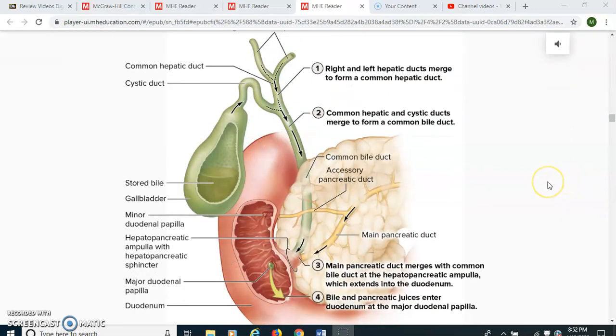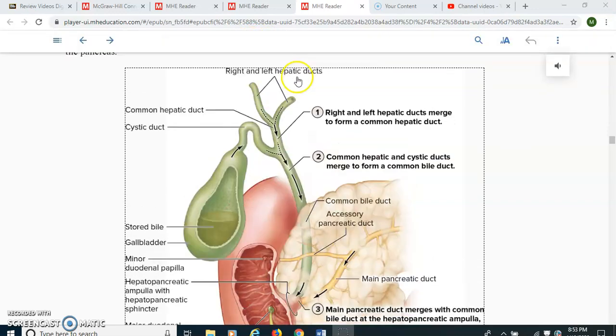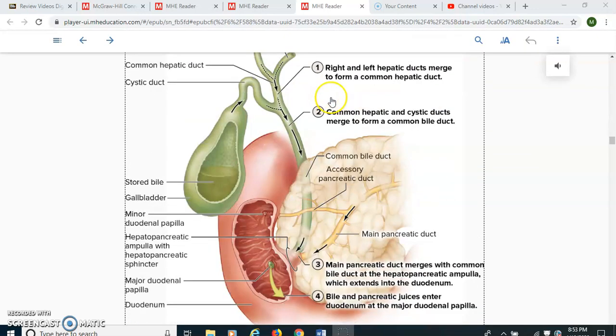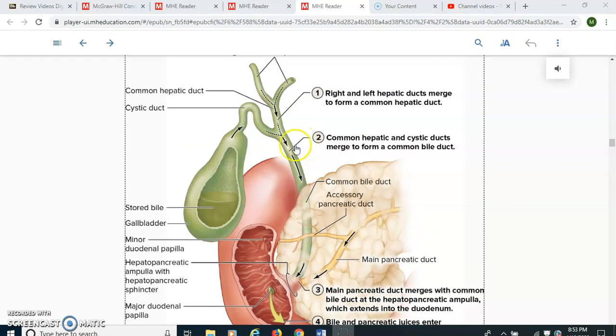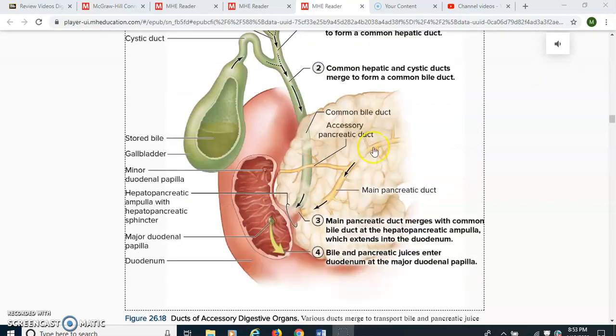So what I wanted you to understand is the purpose of the liver is to produce the bile. So the liver will produce the bile, and then that bile will drain through the right and left hepatic ducts, and then it'll go into that common hepatic duct, and then the common bile duct. And that common bile duct will be connected to the major duodenal papillae. So that little area where the bile is going to be able to drain into the duodenum here.